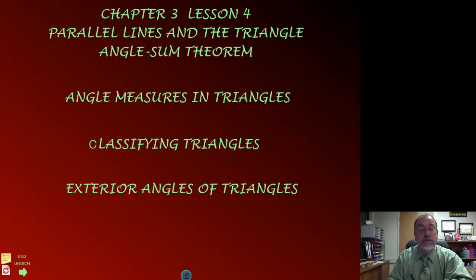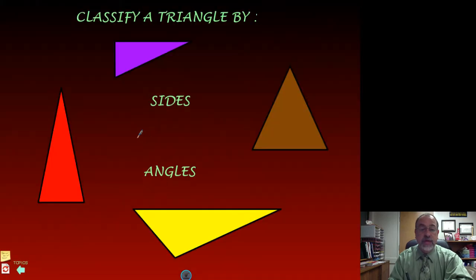Chapter 3, Lesson 4 of Geometry, looking at parallel lines and the triangle angle sum theorem. And in this video, we're going to classify triangles. We looked at triangles last time and the triangle angle sum theorem, which said that all the angles add up to 180 degrees. And in this video, we want to look at how we classify triangles.